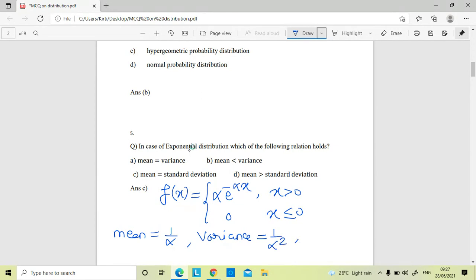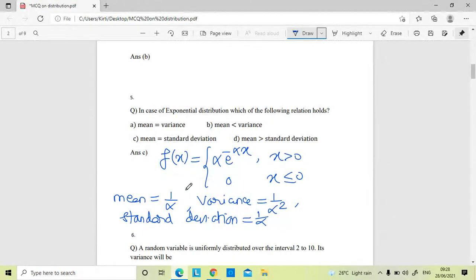Why am I telling you all these things? Because all these things you find in the options. We find mean, variance and standard deviation, and we want to relate them, so we should first know their values. Mean is 1 by alpha, variance is 1 by alpha square, whereas the standard deviation is 1 by alpha. So what we find here is the mean is the same as the standard deviation, which is given in option C. In this way, the problem will be solved.